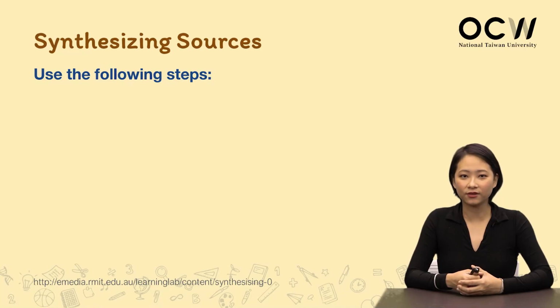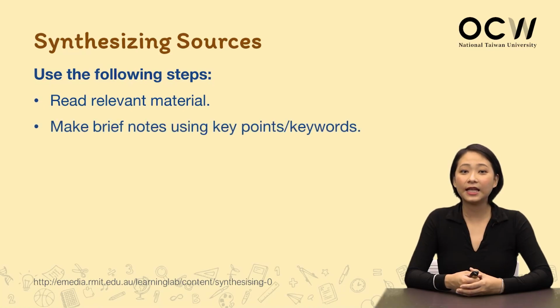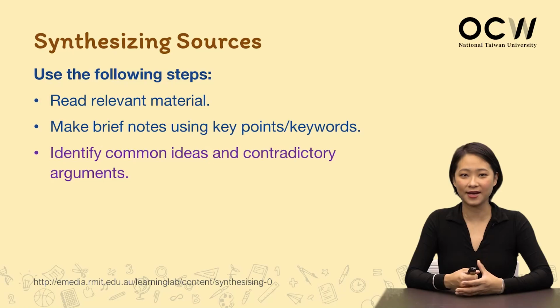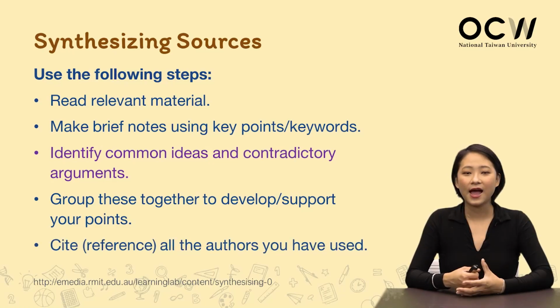So, when we're synthesizing sources, we must use the following steps. Number 1, you will read all different types of material relevant to your topic. Next, you will make brief notes about this information using the key points or keywords presented in the research. Then you will identify the common idea that all these different authors share. Having done so, you'll group these ideas together to support your main arguments. And at last, you will cite the authors that you have used in your research.